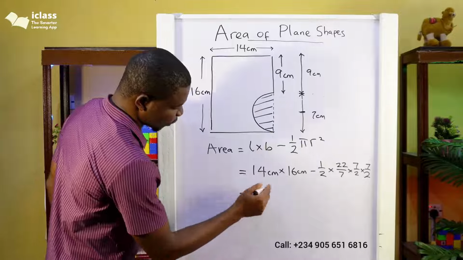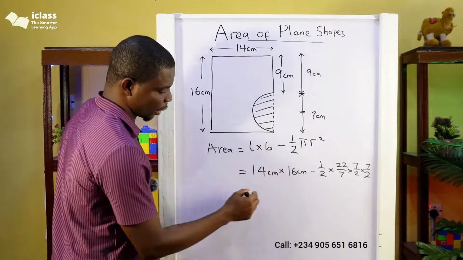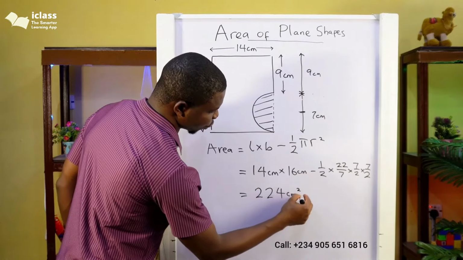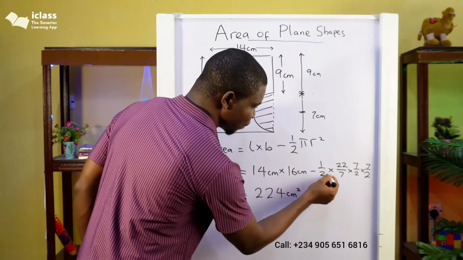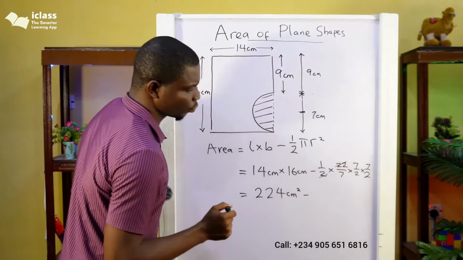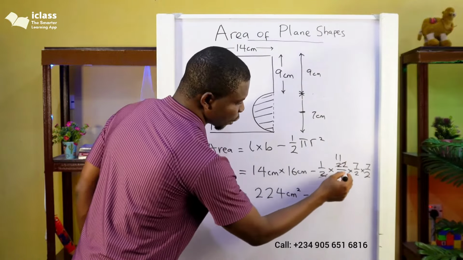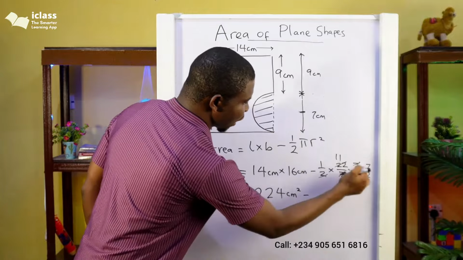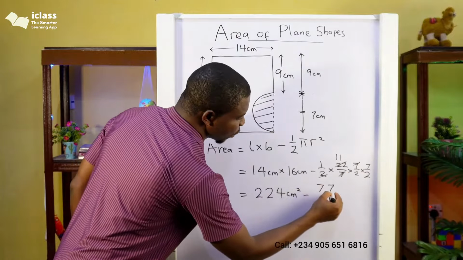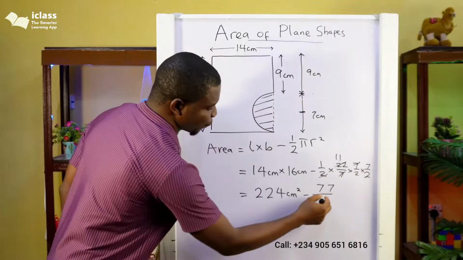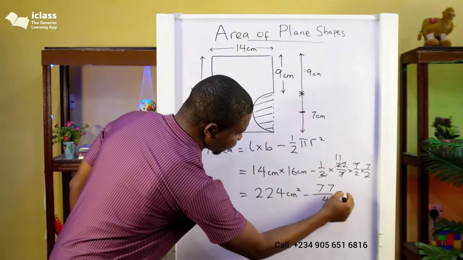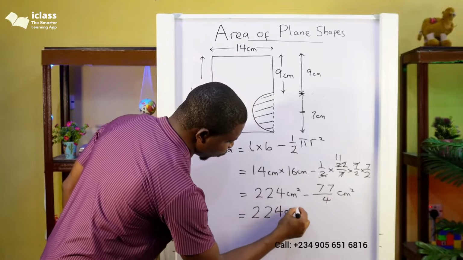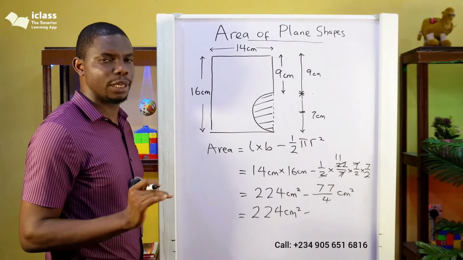Okay. 14 times 16 is 224, right? So we have 224 centimeters squared minus, let's divide. 2 will go into 22, that will be 11. 7 will go into 7. All right. We have 11 times 7 is 77 over 2 times 2 is 4. So this is going to give us 224 centimeters squared minus 77 divided by 4.